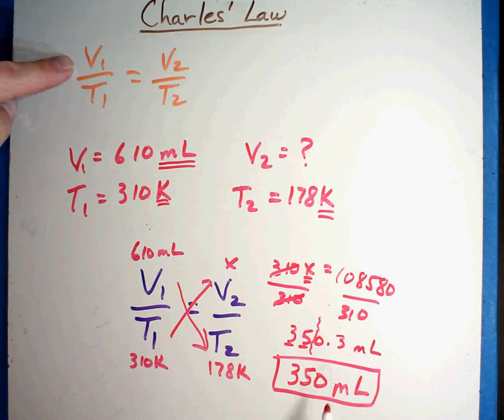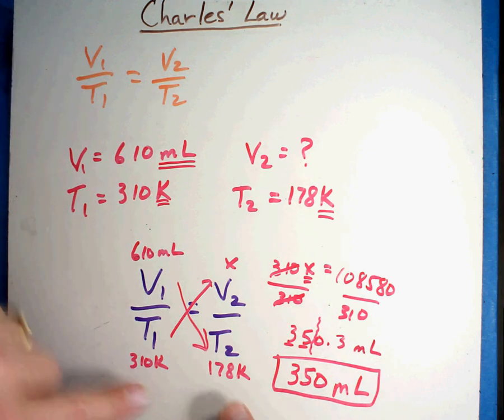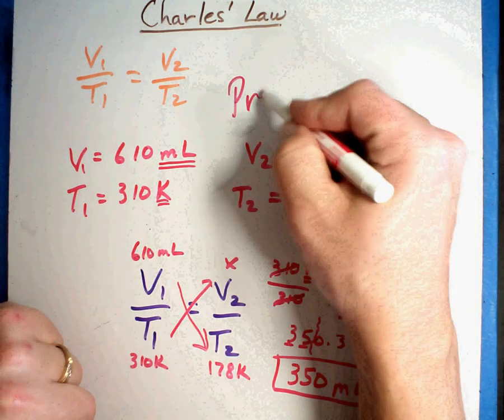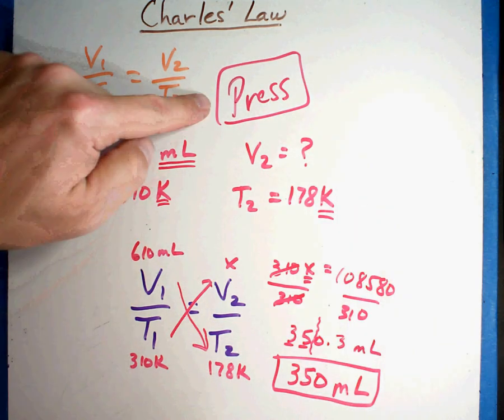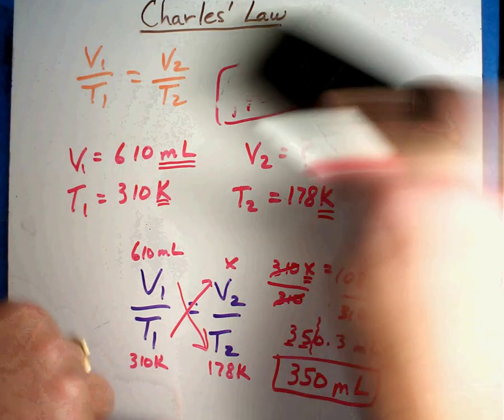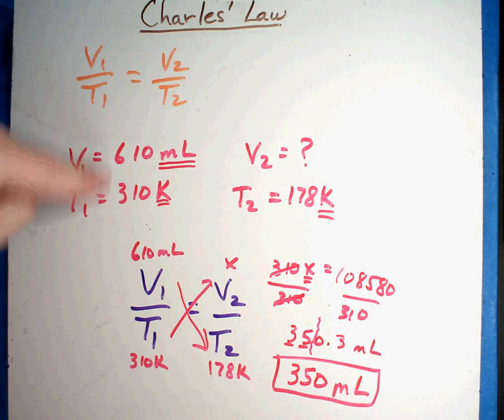Make sure you write your formula. It looks a little different from Boyle's law. To solve it, you're always going to cross multiply and solve for X. Your units have to match. Notice what's constant here? Pressure. You will notice there's no units in kilopascals, atmospheres, any of those things, because they're not in the formula. Pressure didn't change at all. The only thing that changed was volume and temperature.